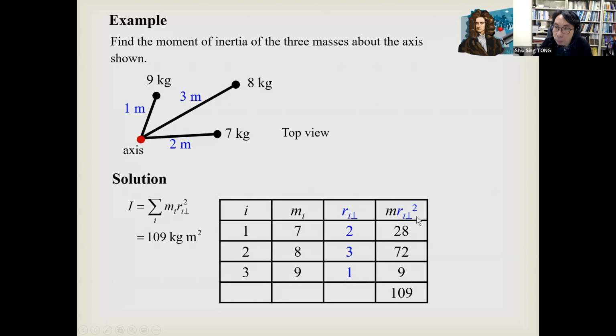Now, what is M_i R_i perpendicular square? It is the mass times the distance square. So 7 times 2 square, 2 square is 4. So 7 times 4 is 28. And 8 times 3 square is 8 times 9, which is 72. 9 times 1 square is 1. So 9 times 1 is 9. So I have M_i R_i perpendicular square here for the 3 masses. And the sum here means I add them up together. Okay, so adding up these 3 numbers will give me 109 kilogram meter square. That is the moment of inertia of the system about the axis. Is that clear?